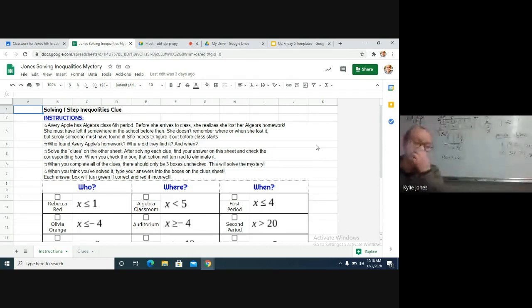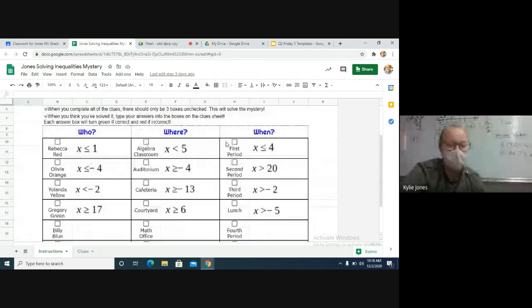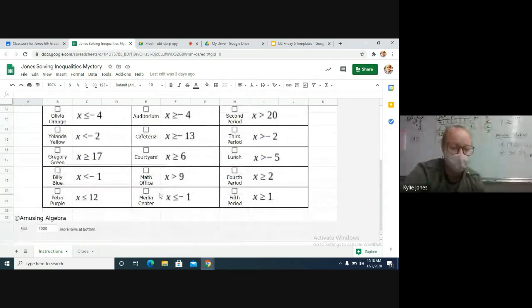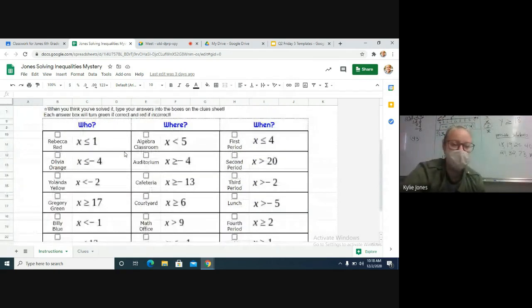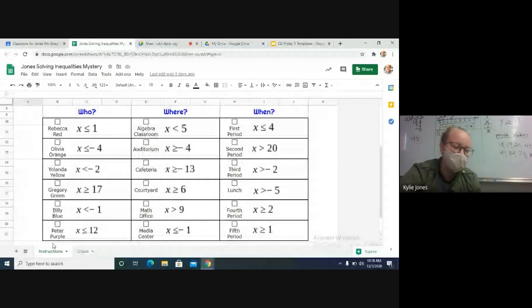All right. So, like I said, this is a little bit different in terms of the way it looks. So, you have this chart that says who, where, and when. There's going to be a bit of a mystery. What we're going to do is down on the bottom. Do you guys see where my cursor is on the bottom? On the bottom left, there are the words instructions and clues. Do you see that?